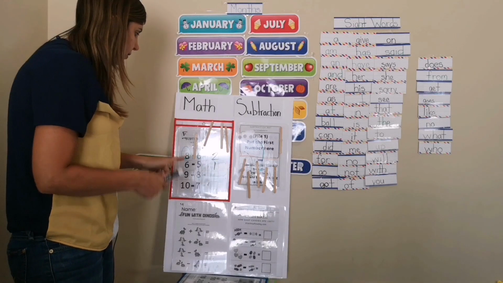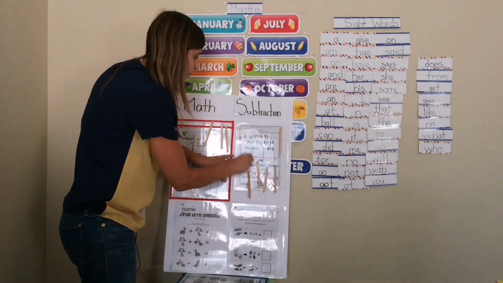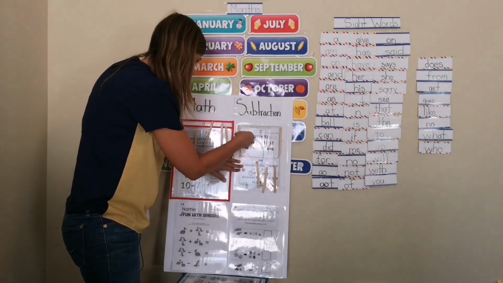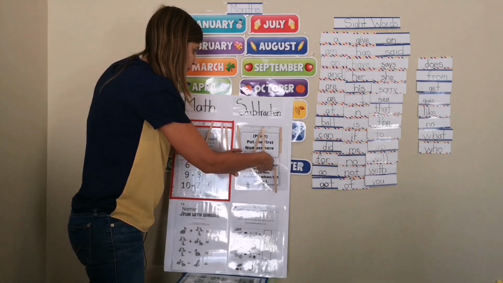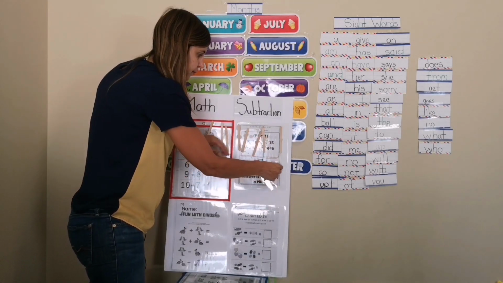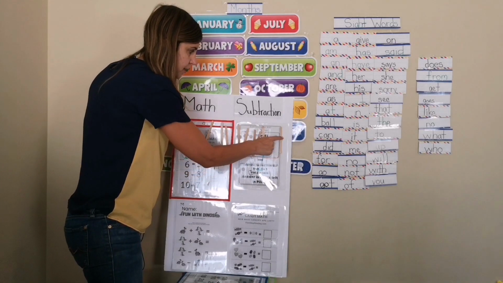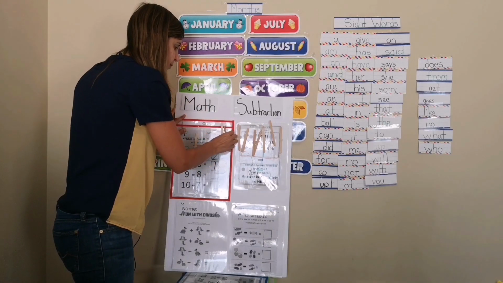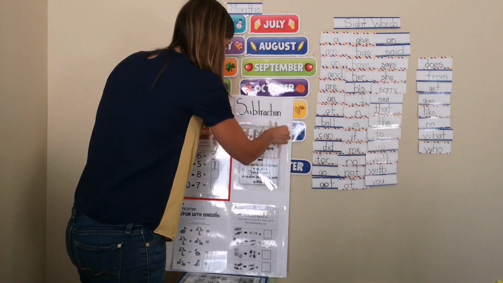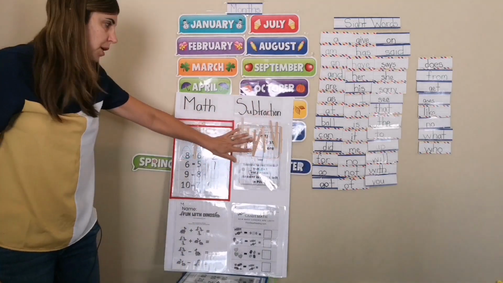Okay. Now it says I need 9 in my first box. So let me put these back. 1, 2, 3, 4, 5. 1, 2, 3, 4, 5, 6, 7, 8, 9. So I have 9 in my first box.